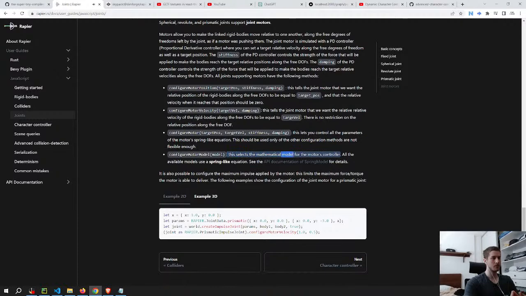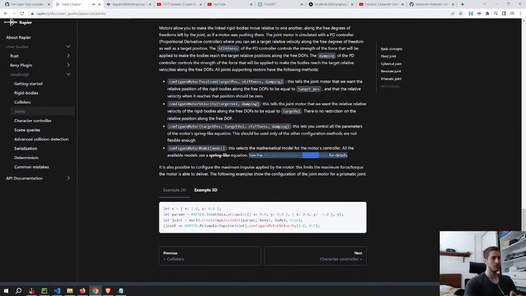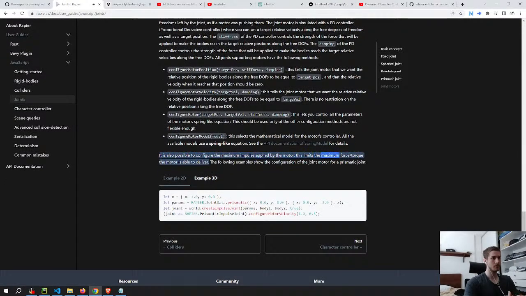Configure motor model. This selects the mathematical model for the motor's controller. All the available models use a spring-like equation. See the API documentation of spring model for details. It is also possible to configure the maximum impulse applied by the motor. This limits the maximum force/torque the motor is able to deliver.